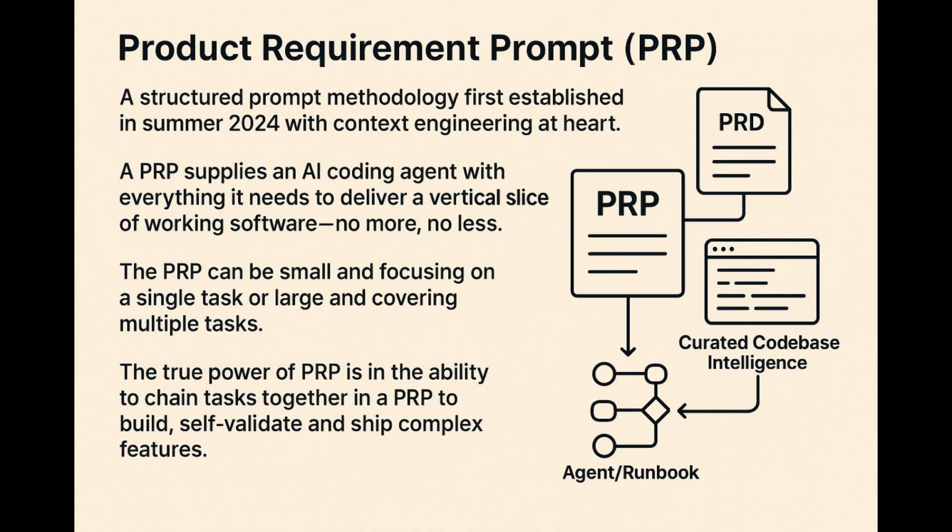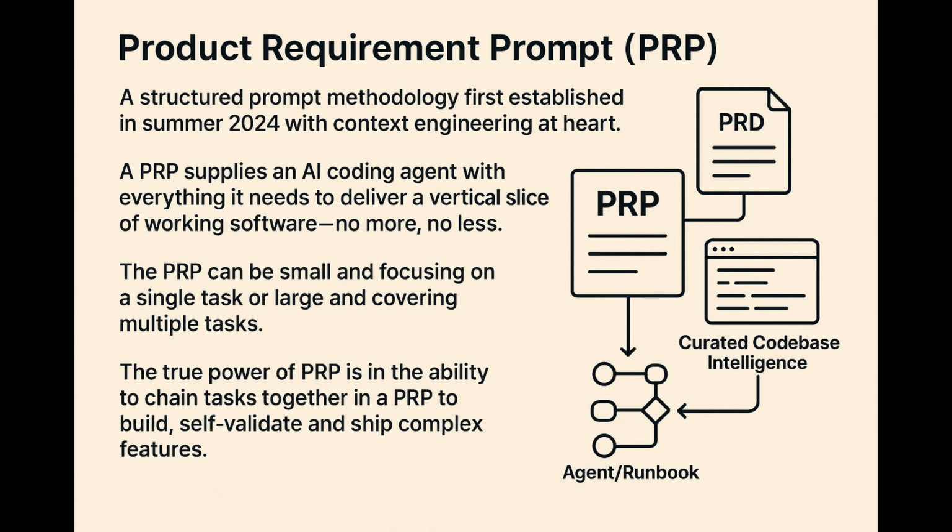In the agentic world, it has started getting a new name, PRP, Product Requirement Prompt. A PRP is PRD plus Curated Codebase Intelligence plus Agent Runbook. The minimum viable packet an AI needs to plausibly ship production-ready code on the first pass. Product Requirement Prompt, PRP, is a structured prompt methodology first established in summer 2024 with context engineering at heart.